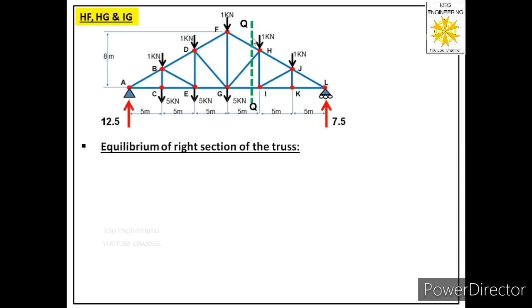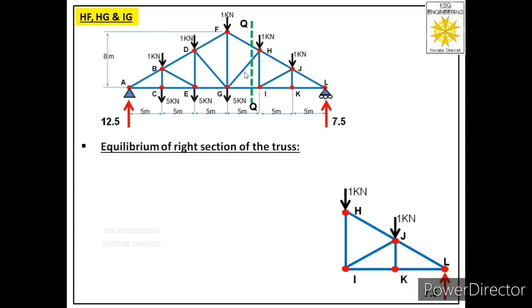So for that we have to draw the free body of this right section of the truss. In order to draw the right section of the truss, we have to draw 7 members first. 1, 2, 3, 4, 5, 6, 7. Then we have to represent this reaction at joint L. And we have to represent these two external forces at joints J and H. After that, we have to show these cut members also, HF, HG and IG. So let us draw the free body of the right section.